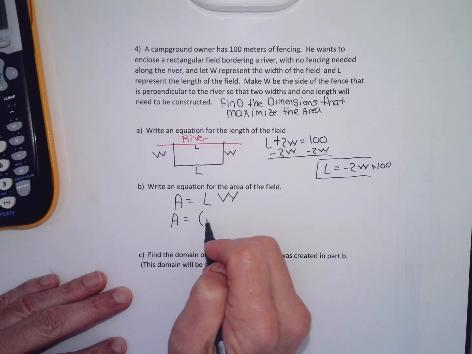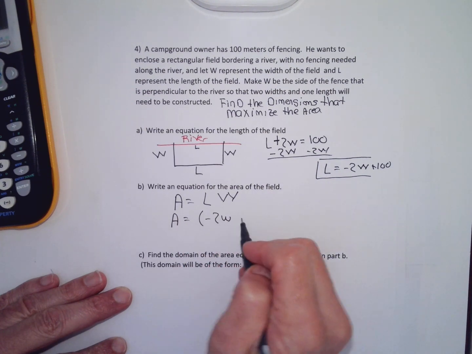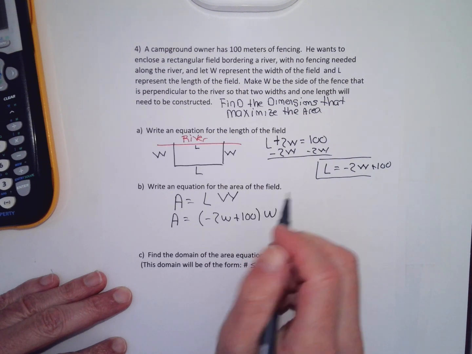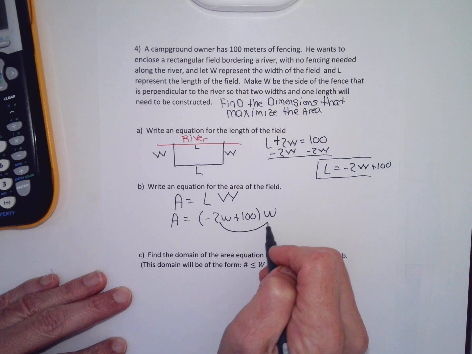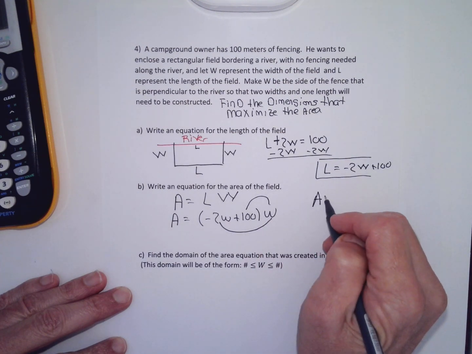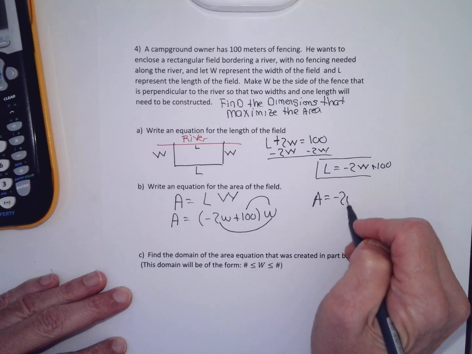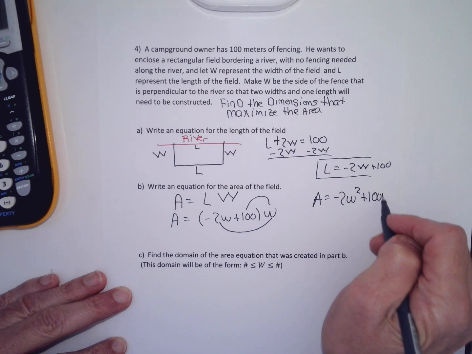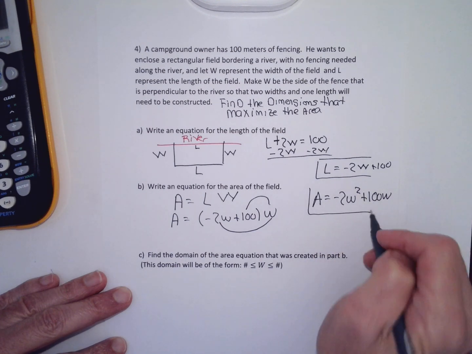So I'm going to make the area as minus 2W plus 100 times W. And I'm going to multiply the minus 2W by the W and the 100 by the W and get my area equation as minus 2W squared plus 100W for my answer to part B.